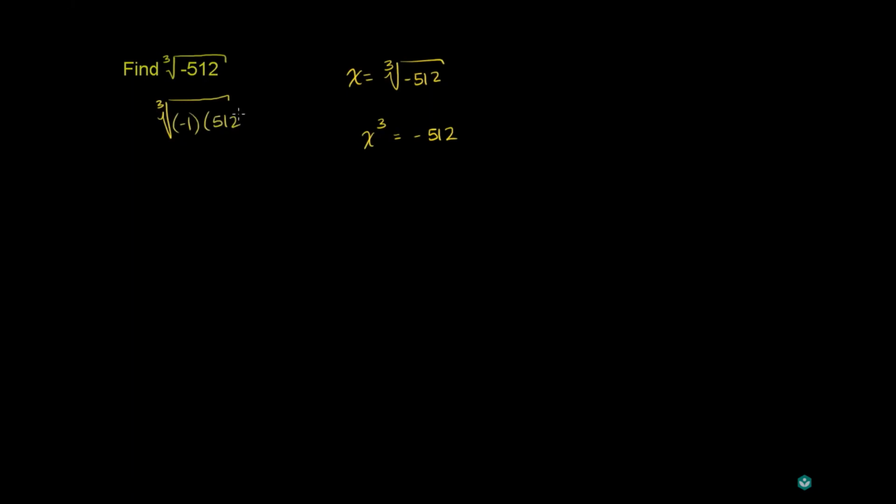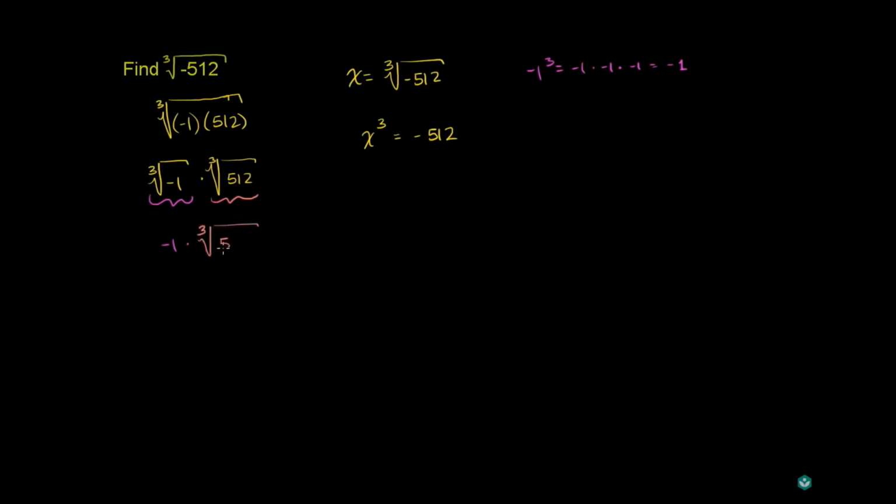Which is the same thing as the cube root of negative 1 times the cube root of 512. And this one's pretty straightforward to answer. What number, when I raise it to the third power, do I get negative 1? Well, negative 1. Negative 1 to the third power is equal to negative 1 times negative 1 times negative 1, which is equal to negative 1. So the cube root of negative 1 is negative 1. So it becomes negative 1 times the cube root of 512.